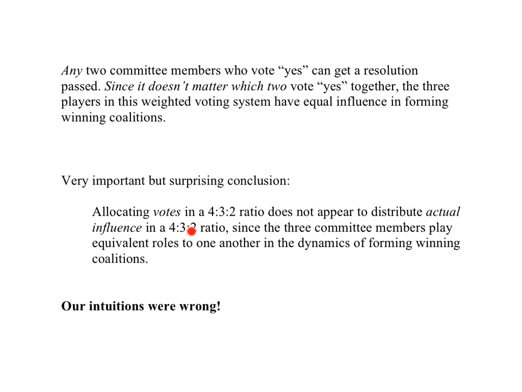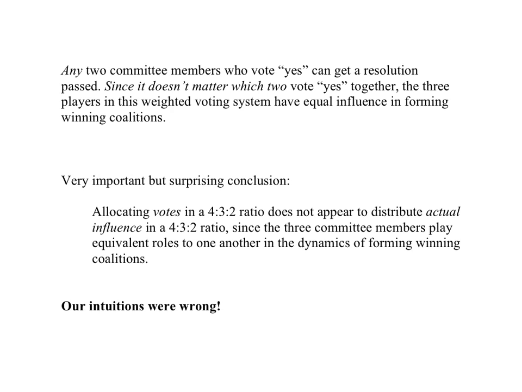That would have meant that each player had a different amount of power. What actually happened was that they all had the same amount of power, right? So since the 3 committee members play equivalent roles to one another in the dynamics of forming winning coalitions, it turns out that our intuitions were wrong. And actually, that's a good reason why we have mathematics working for us. We need to use mathematics to sort out what's actually the case and point out when our intuitions are incorrect.